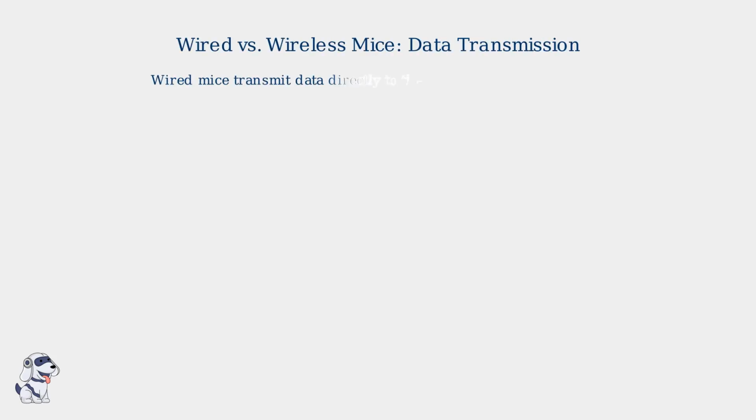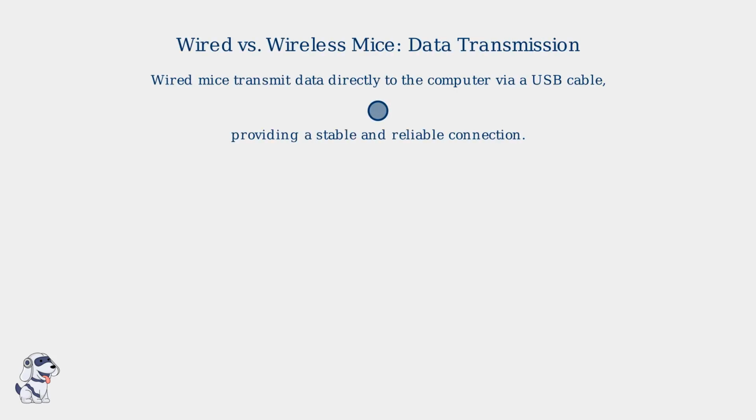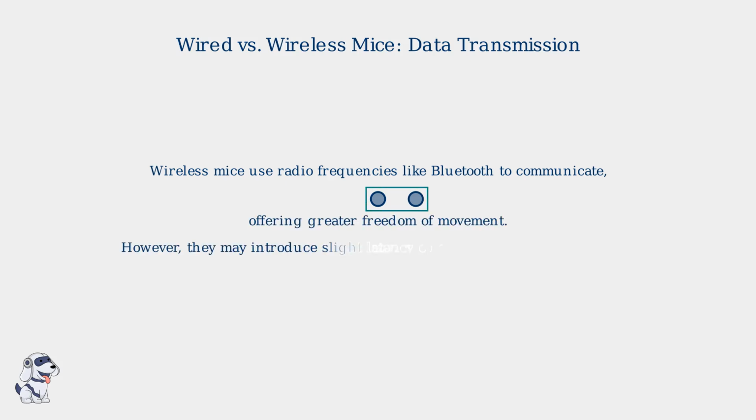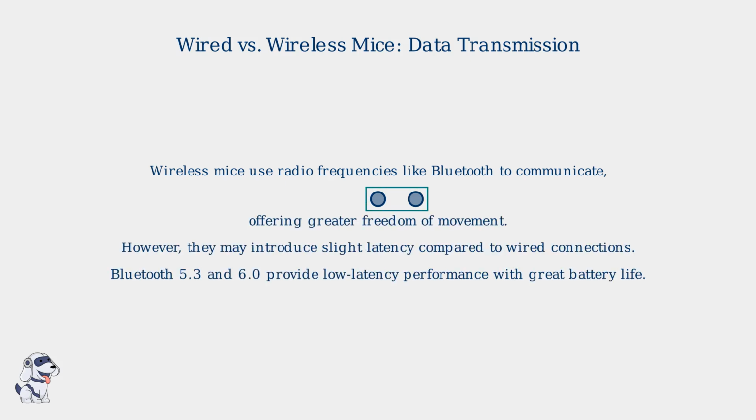Wired mice transmit data directly to the computer via USB cable, providing a stable and reliable connection. Wireless mice, on the other hand, use radio frequencies like Bluetooth to communicate. This offers greater freedom of movement, but may introduce slight latency compared to wired connections. Wireless technology like Bluetooth 5.3 and 6.0 allows for low latency performance with great battery life.